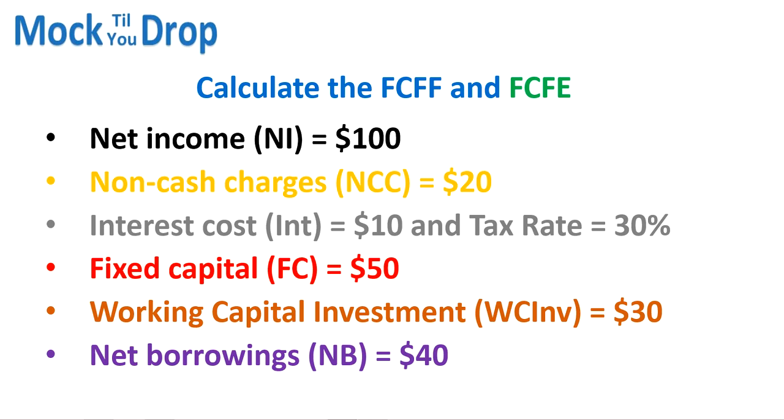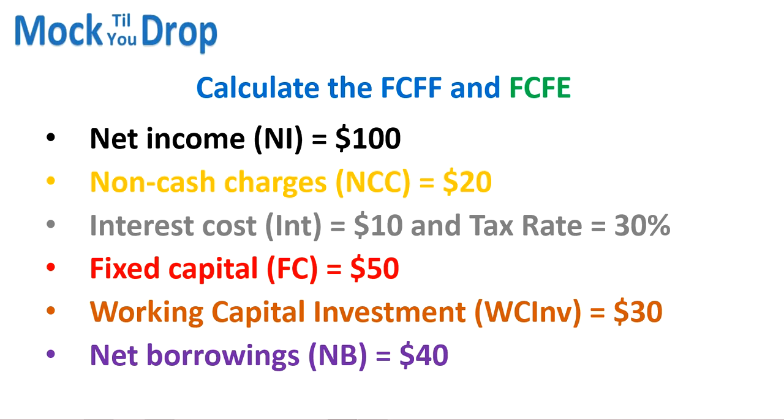So if you're calculating free cash flow to the firm, you have to add back interest costs. Remember that free cash flow to the firm is available to both shareholders and bondholders. And as a bondholder, you receive interest on the firm's bonds. But because the interest cost is used to reduce income before taxes, the amount needs to be adjusted for the tax rate. And we'll show you how to do that calculation on the next slide.